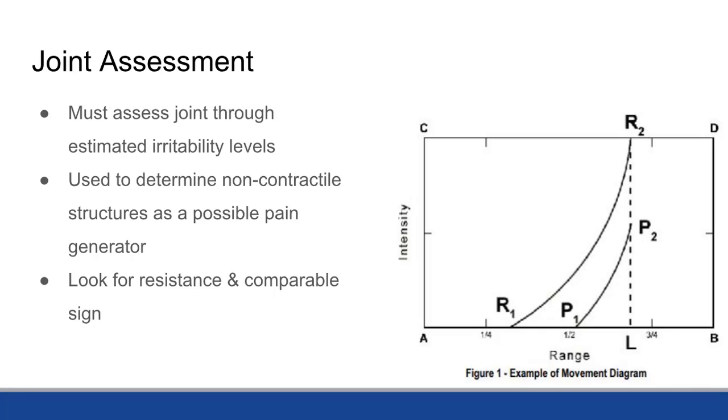The joint assessment should be used to look at the non-contractile structures as possible pain generators. So that's the key. If you're doing a joint assessment and they're getting pain, make sure that the muscles aren't firing at that moment. And again, look for the resistance you hit, any spasms, and also those comparable symptoms.